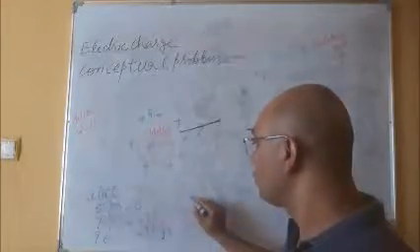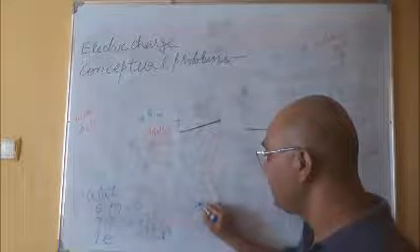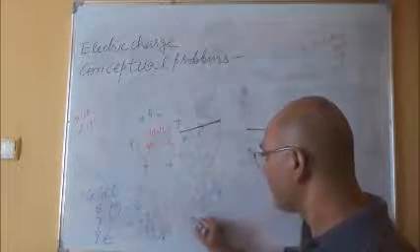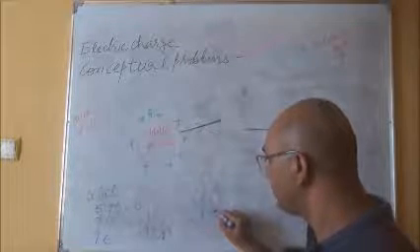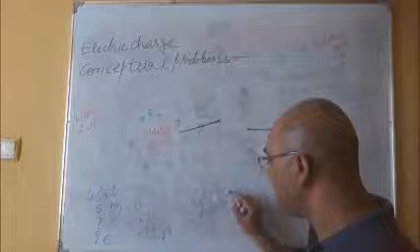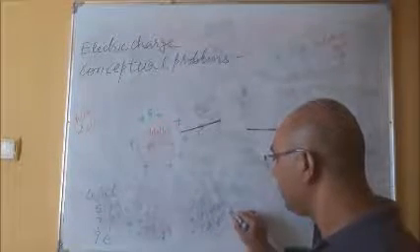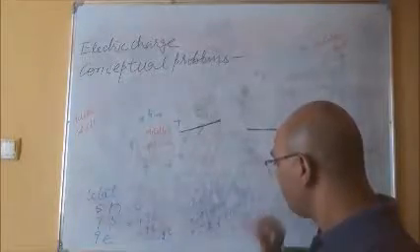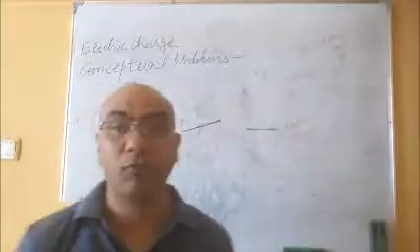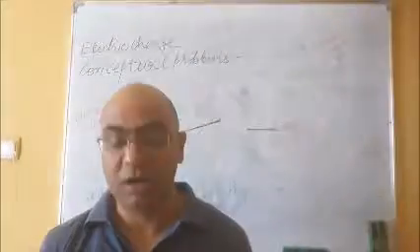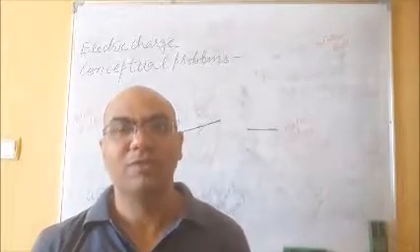So if it has this structure, the total charge will be 2 into 1.6 into 10 to the power minus 19 with a negative sign. So minus 3.2 into 10 to the power minus 19 coulomb. So in this way we can find the value of the overall charge on a body. Is it fine? Now move to another example.